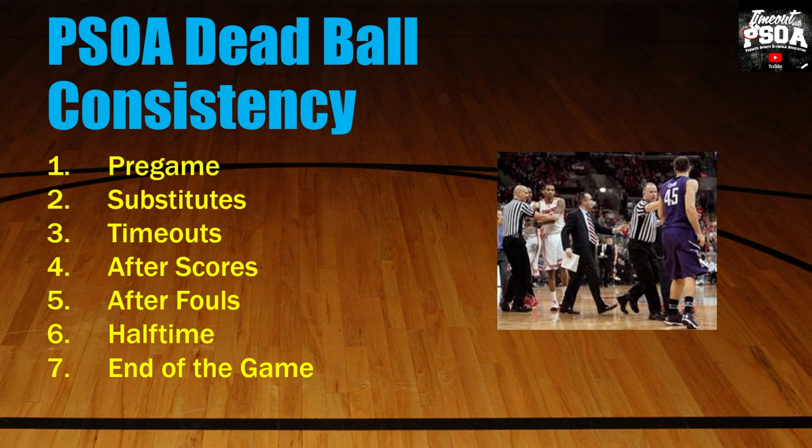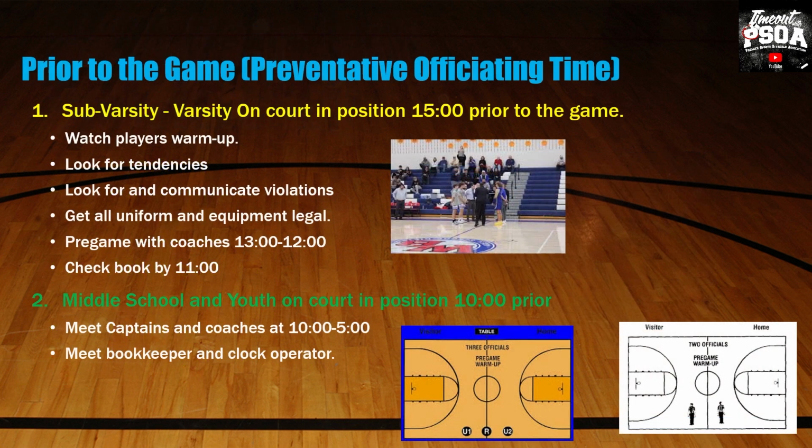All right, so when we are consistent in doing dead ball officiating during pregame, substitutes, timeouts, after scores, after fouls and violations, before and after halftime, and at the end of the game, we are going to be able to prevent 99% of unfortunate situations that does happen in the game of basketball. Let's start with prior to the game, pregame.